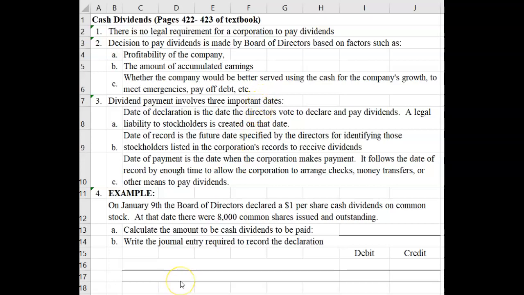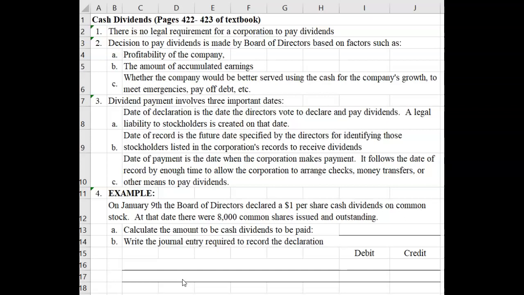Hi everybody, welcome back to our discussion of Chapter 11. In our previous video, we discussed issues regarding the issuance of stock. In this video, we'll discuss payment of cash dividends.